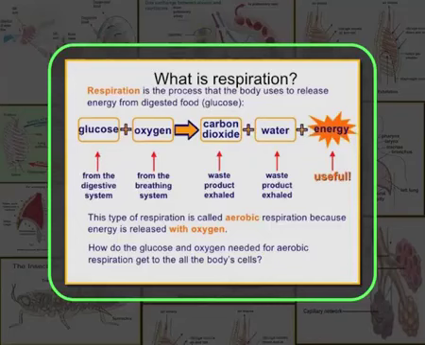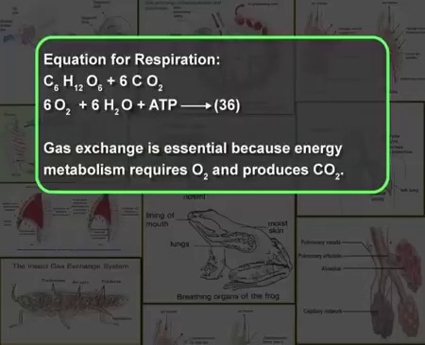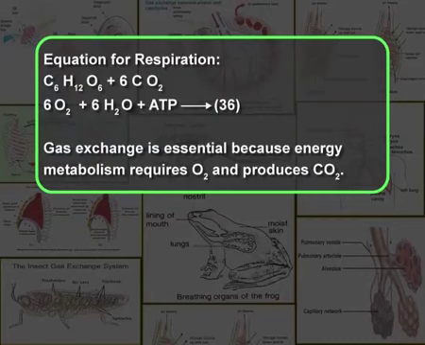and the useful product ATP is produced. Now, this type of respiration is called aerobic because energy is released in presence of oxygen. Now, how do the glucose and oxygen needed for aerobic respiration get to all the body cells? Now, first of all let us see the equation for respiration. So, one molecule of glucose combines with 6 molecules of oxygen to give out 6 molecules of carbon dioxide, 6 molecules of water and 36 ATPs are formed.